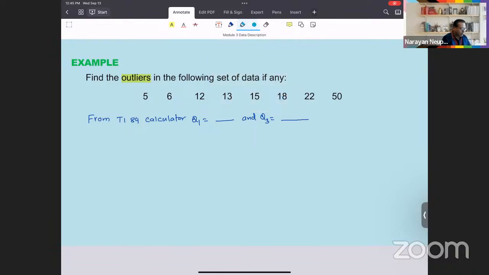What's your Q1, if you got it already? Students in the Zoom classroom, if you want to say what is Q1, unmute yourself and you can tell. 9, okay. And what is Q3? 20. That is correct.